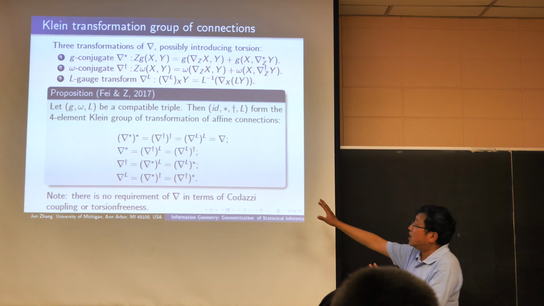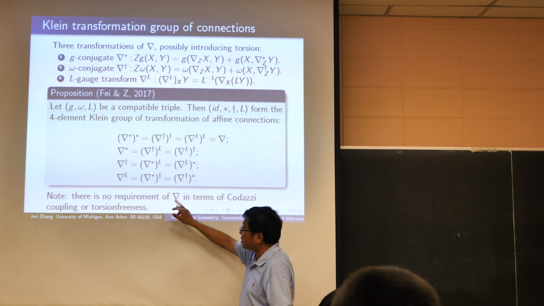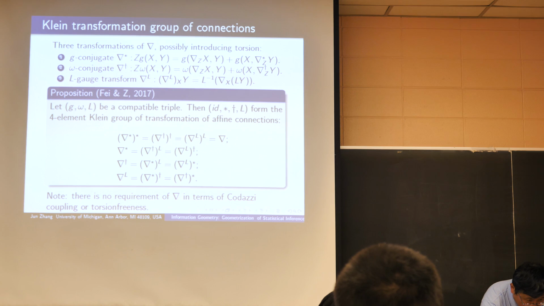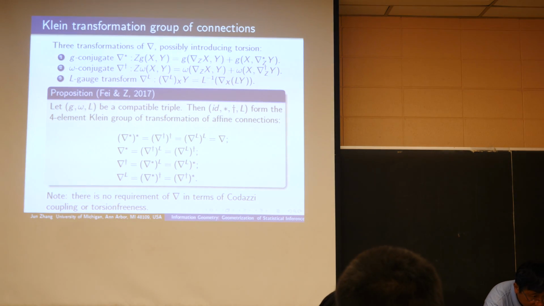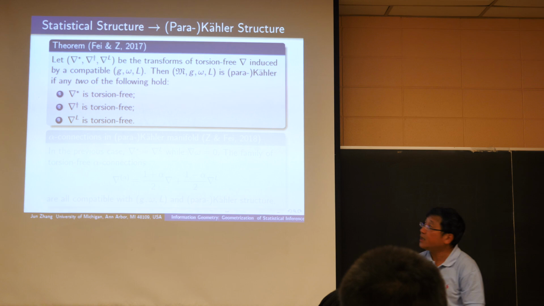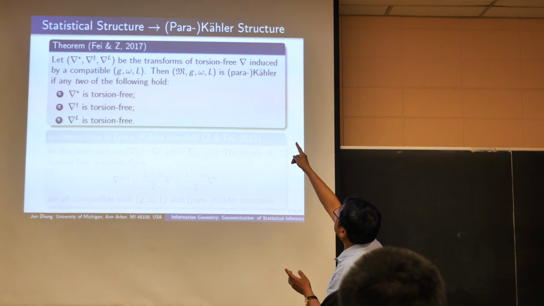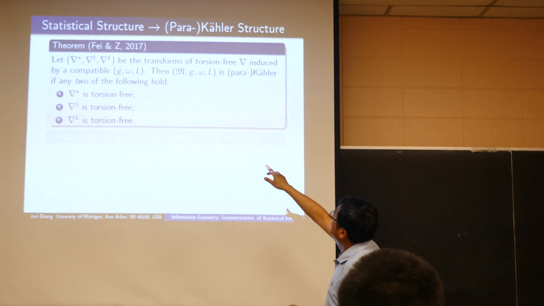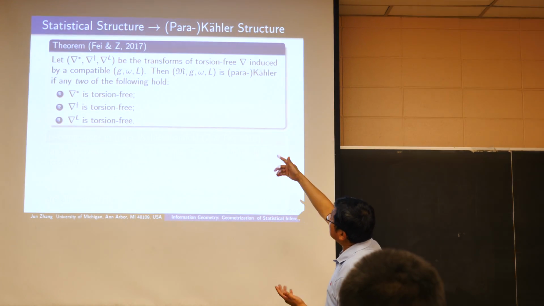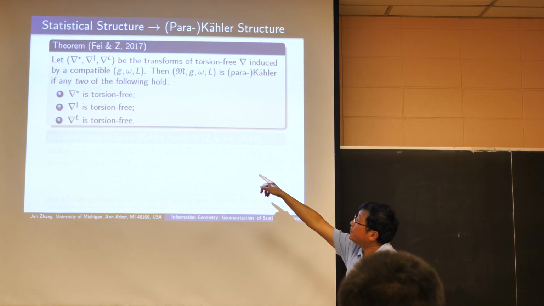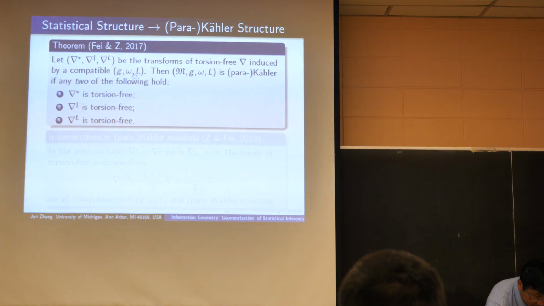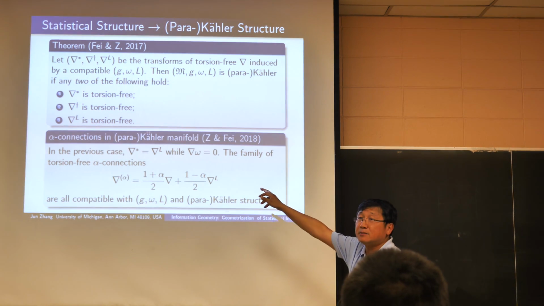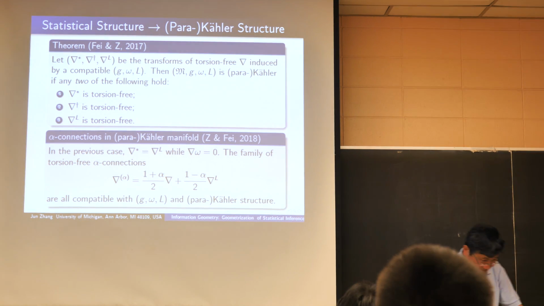This is a very general statement, regardless of the properties of nabla, whether it has torsion, or whether it has quasi-coupling and so forth. Now, we can enhance the statistical structure to a Kähler or para-Kähler structure. Given the statistical structure, so long as there is a J, we need to find L. And if two of the following conditions hold, then the third holds, and it gives rise to what we call a Kähler or para-Kähler manifold.